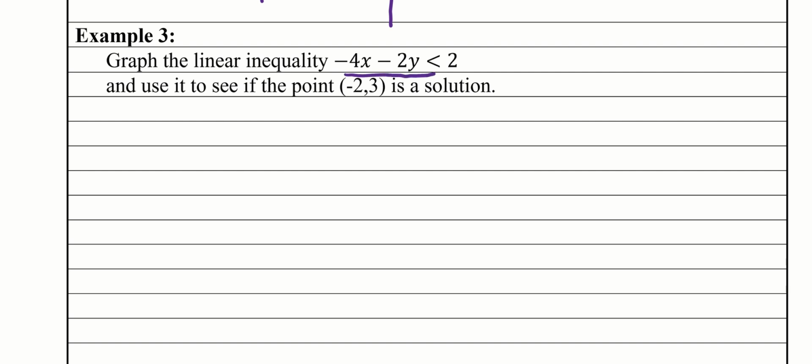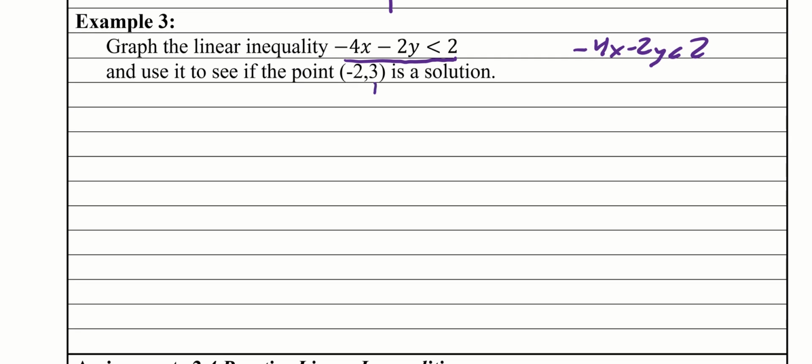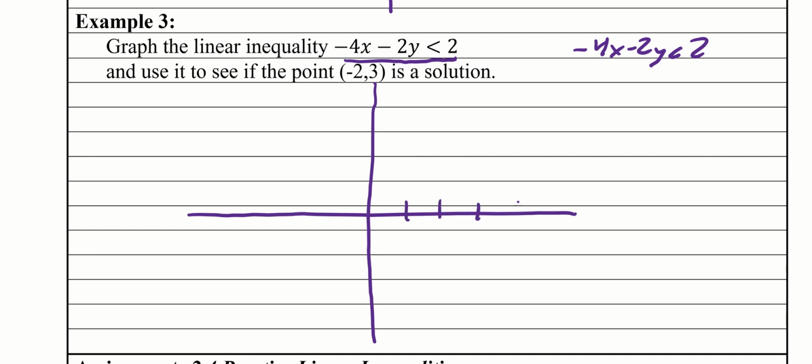I want you to write this down. -4x minus 2y is less than 2. And I want to graph this, and then I want to use it to see if a point is a solution or not. So I'm going to go ahead and do the same thing. I'm going to sketch a little 5x5 graph here, give myself something to go off of. Obviously, as you'll see, this is not to scale.